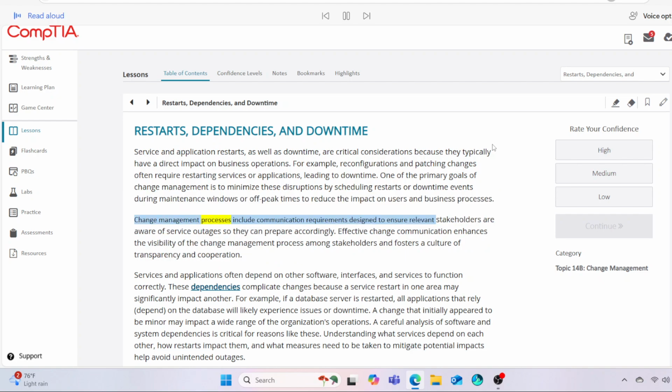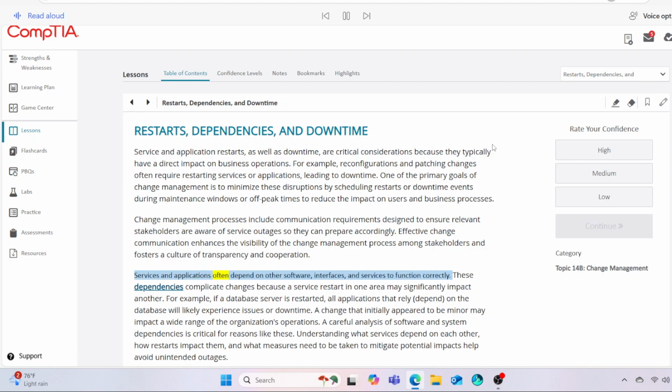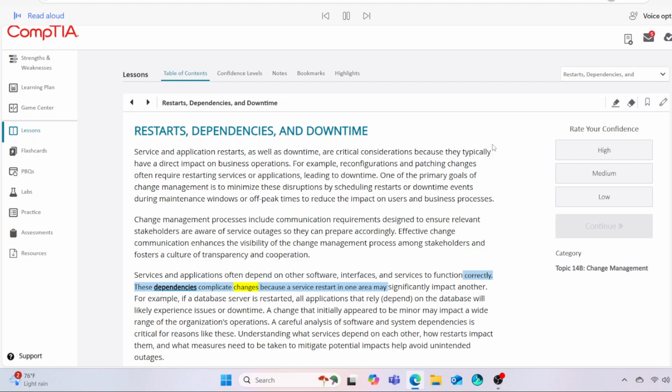Change management processes include communication requirements designed to ensure relevant stakeholders are aware of service outages so they can prepare accordingly. Effective change communication enhances the visibility of the change management process among stakeholders and fosters a culture of transparency and cooperation. Services and applications often depend on other software, interfaces, and services to function correctly. These dependencies complicate changes because a service restart in one area may significantly impact another.